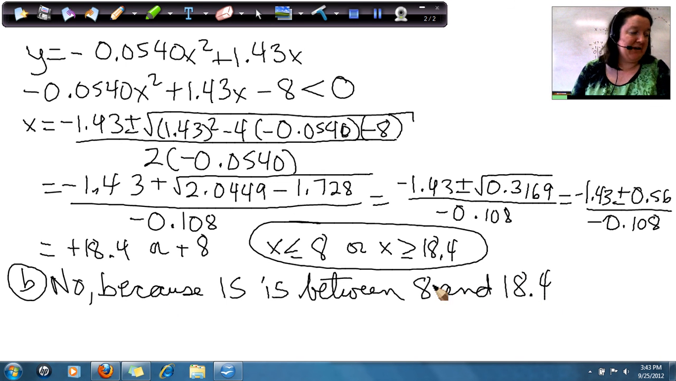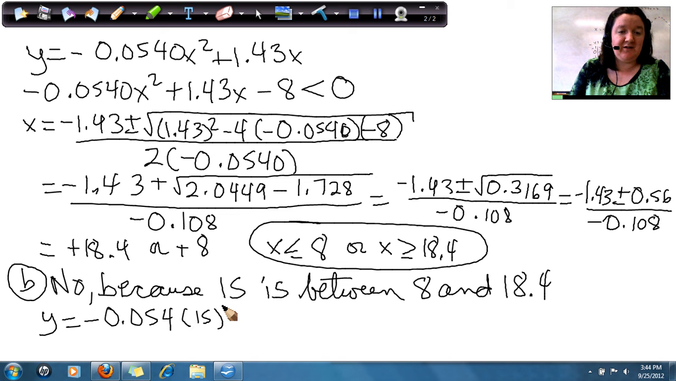And by how far are they going to be off? Well, let's plug it back into the original equation to find that out. So if I have y equal to negative 0.054, we're going to put in 15 squared because the person's going to be 15 feet away. Take 1.43 times 15. If we multiply those things together, we're going to get 9.3 feet.